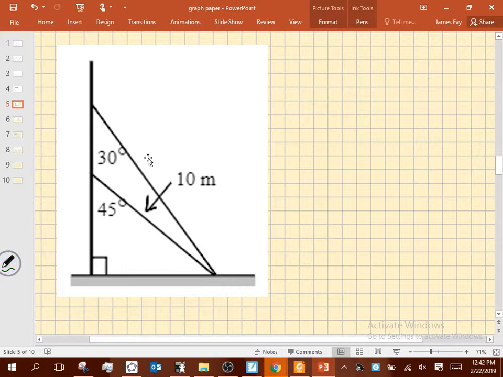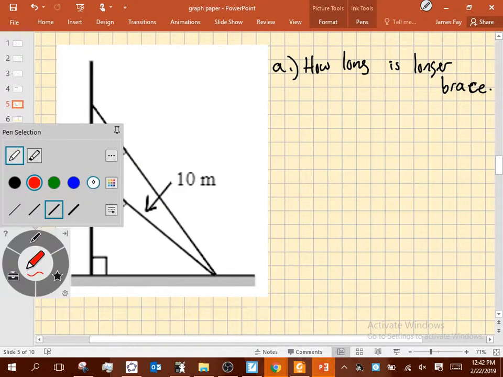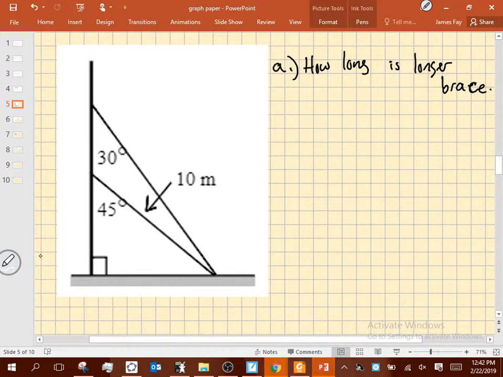But here's the question. It's a two-stage question. The first question says, how long is the longer brace? So that would be that distance right there. They want to know how long that is. Well, if I look just solely at that triangle all by itself, so I'm just redrawing. For me, I can just hide this stuff.